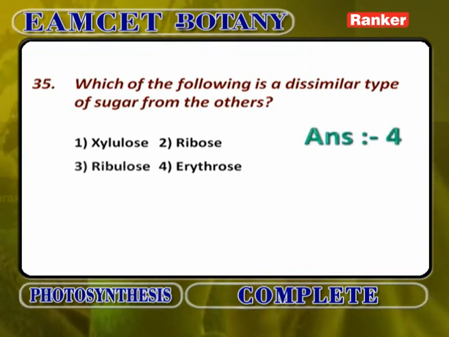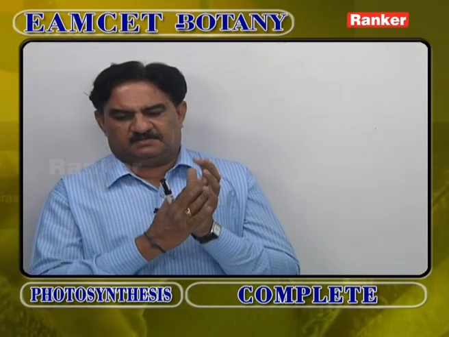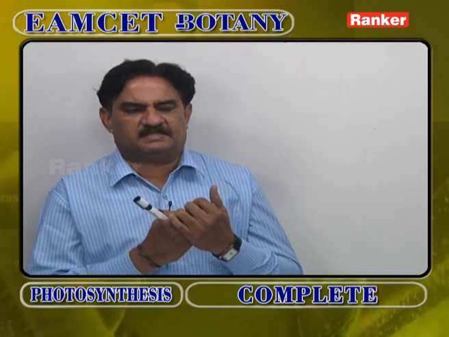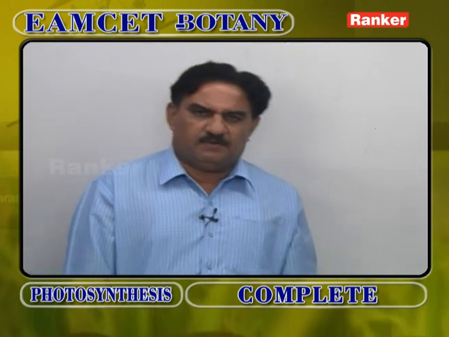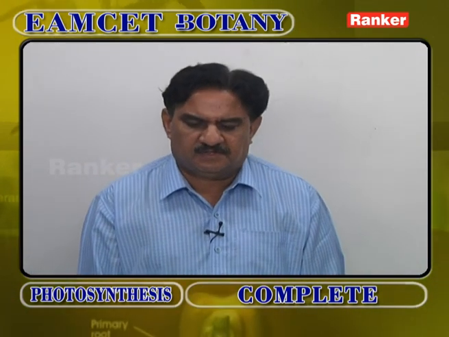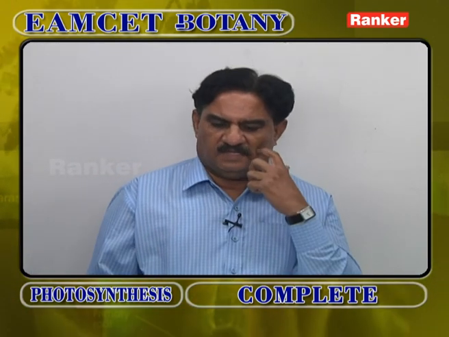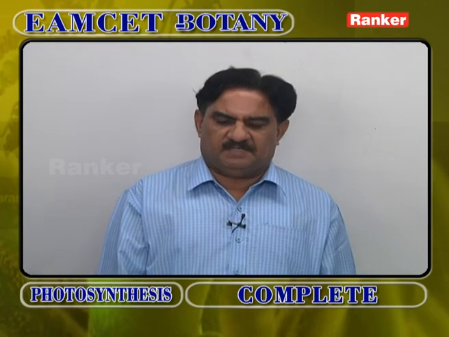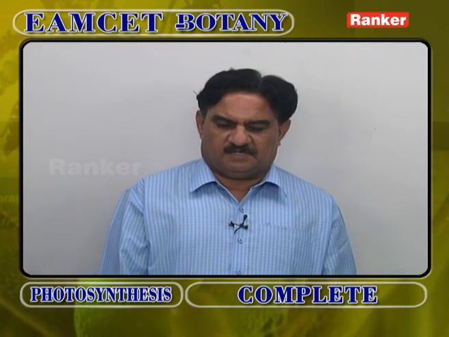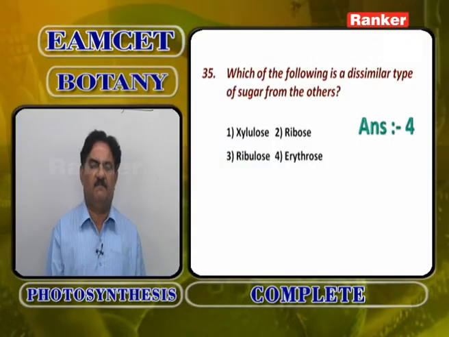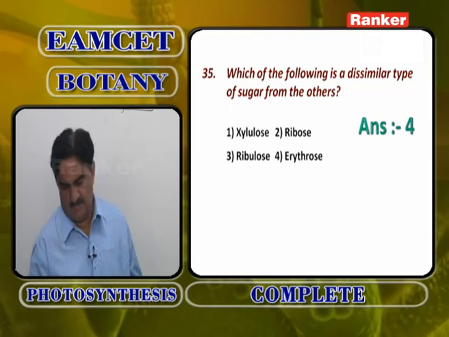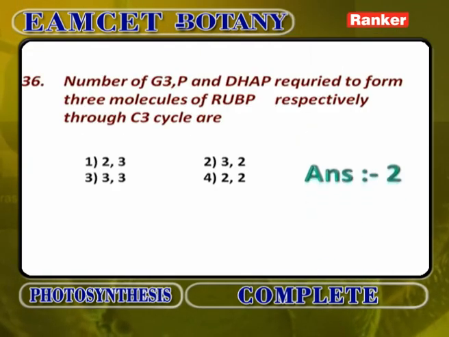Which of the following is the dissimilar type of sugar from the others? Xylulose is a 5 carbon compound, ribose is a 5 carbon compound, ribulose is a 5 carbon compound, erythrose is a 4 carbon compound. So xylulose, ribose, ribulose belong to the same group, erythrose is a 4 carbon compound. So definitely the dissimilar type of sugar from the others is erythrose, a 4 carbon compound.